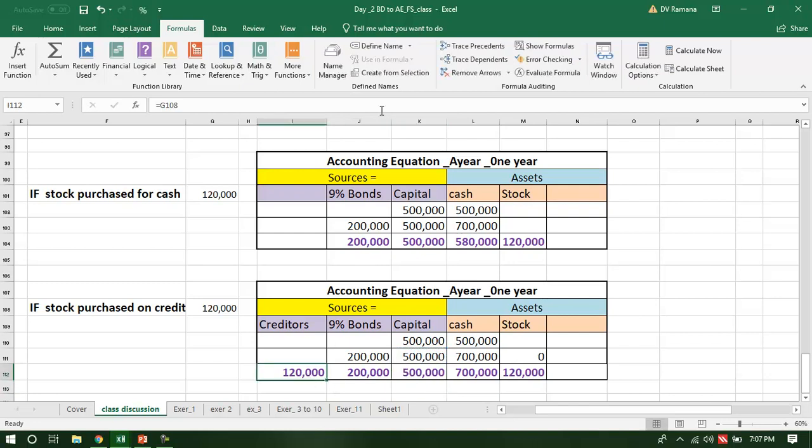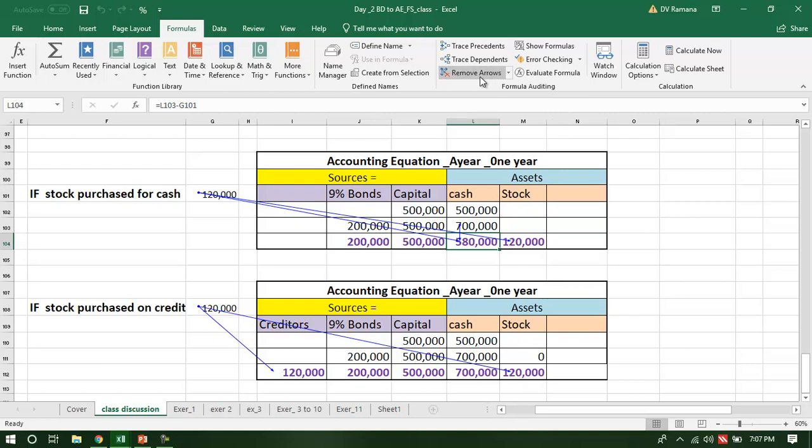In this case, the acquisition of an asset has resulted in the creation of a liability, whereas in a cash purchase the acquisition of an asset resulted in a reduction of cash. So one creates a liability called creditors and one results in a reduction of cash, but both result in the acquisition of an asset. In this case the asset is stock of goods.